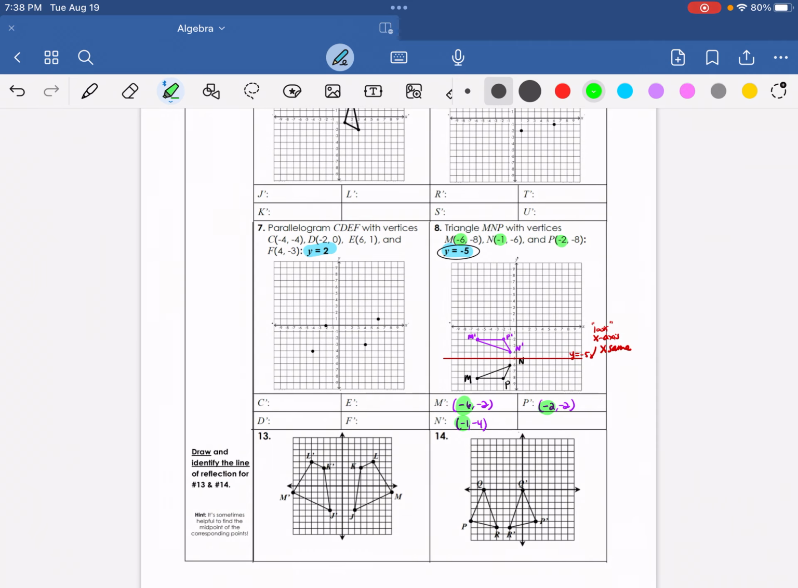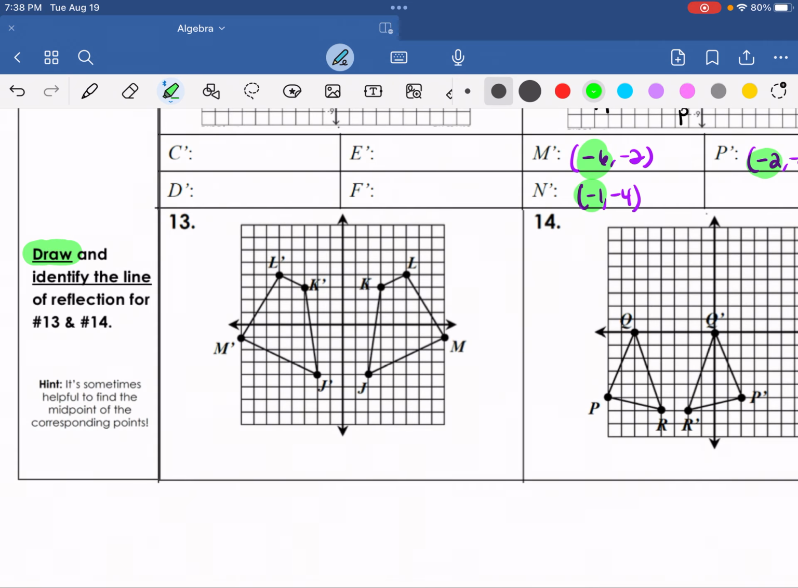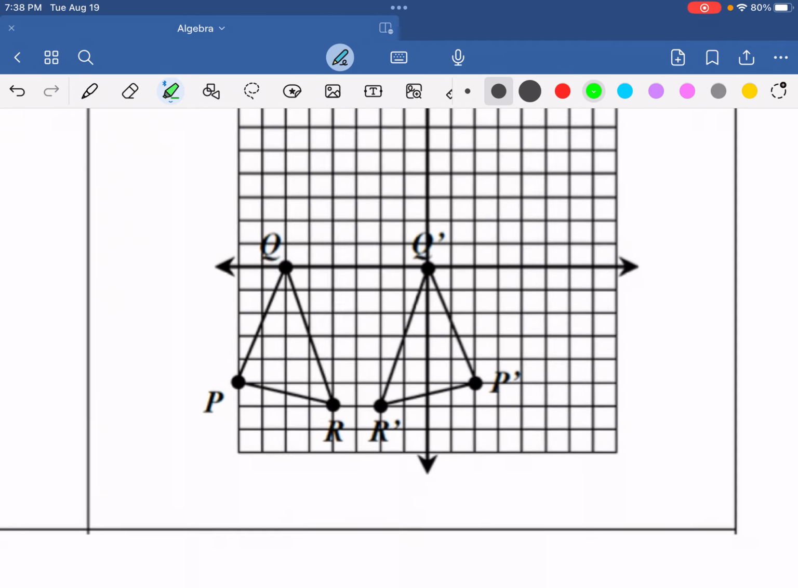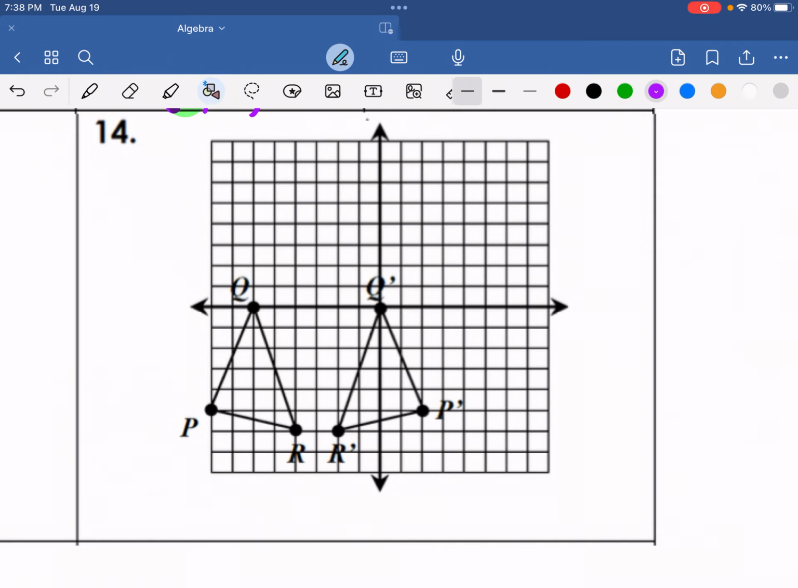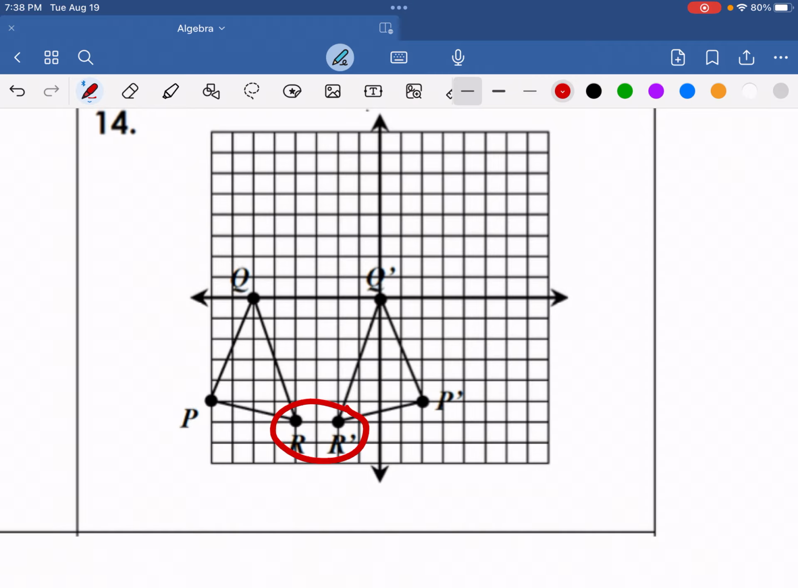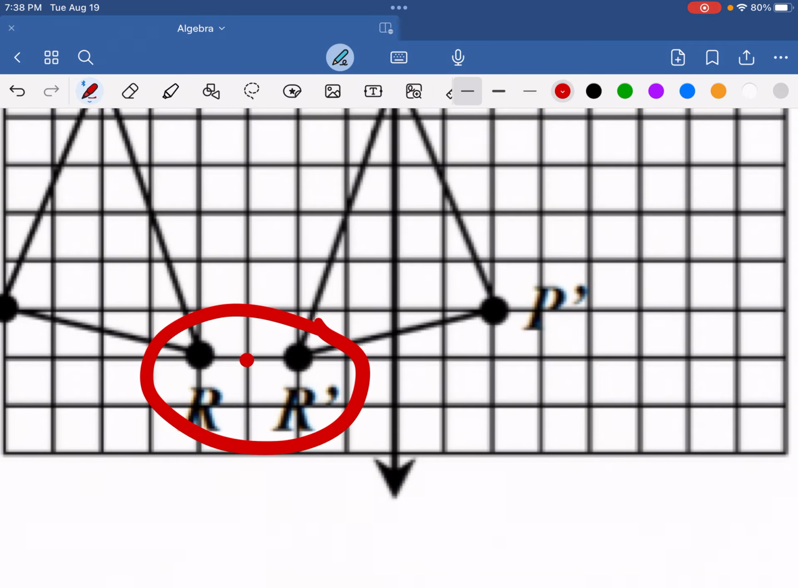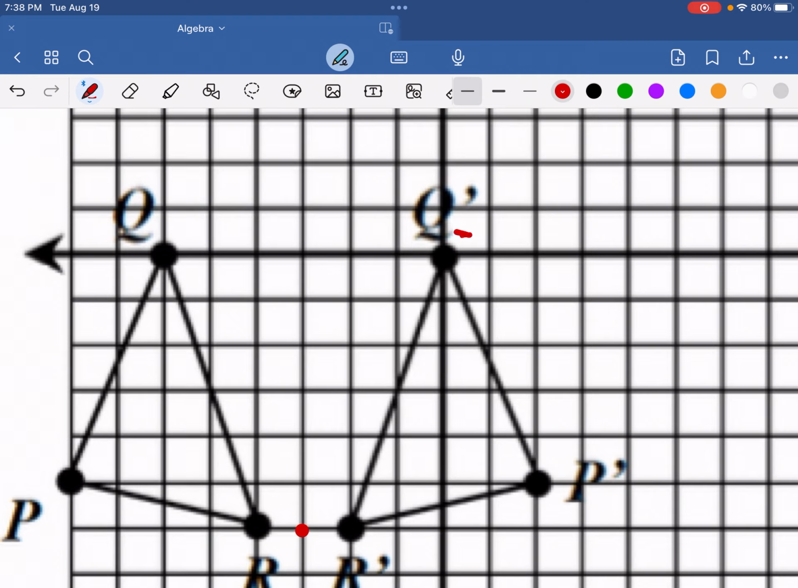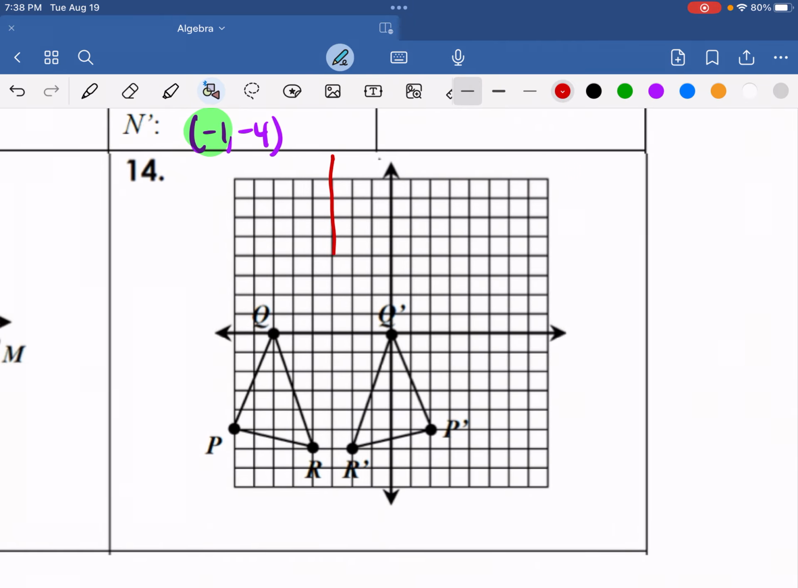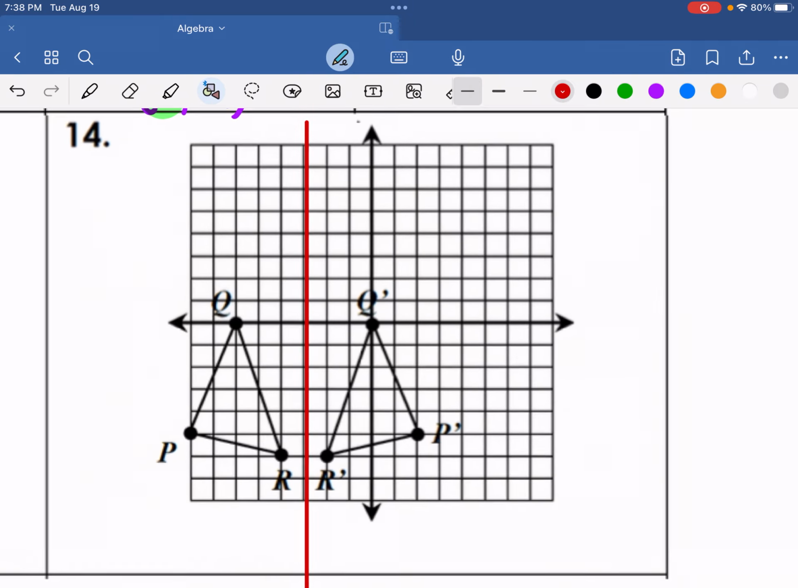And for the last two problems, you guys are drawing, follow the directions, draw it, and identify the line of reflection. So I'll do 14. You have to draw the line. So where is it reflecting? Where would you fold it? If I look at R, see how they're so close together? It should be in the middle. So it's right there. And if you check Q, it should be in the middle. So if you go 1, 2, 3, you should go 1, 2, 3 to get back to the middle. Right? It should be in the middle. So that's how you can find it. So it's going to be right here. That's my line of reflection.